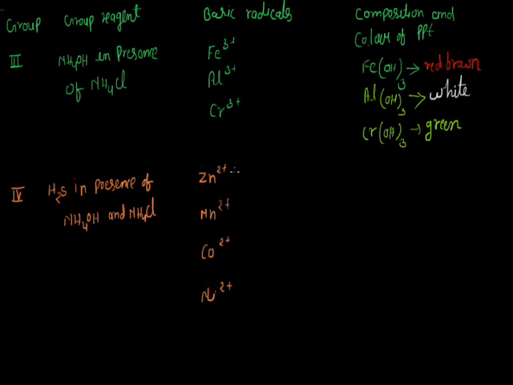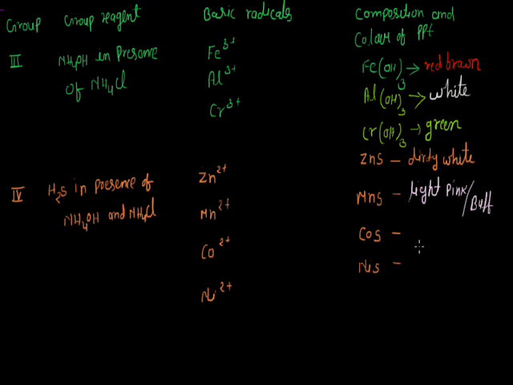Zinc forms zinc sulfide, its color is dirty white. The second one is MnS, its color is buff color or light pink color. Light pink is also called buff color or skin color. Third one is cobalt sulfide and fourth one is nickel sulfide. Both are black in color. This is the fourth group.